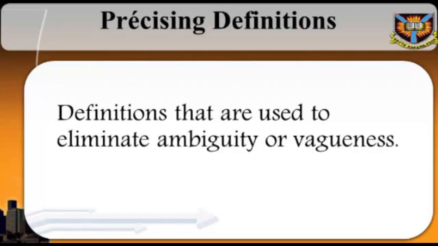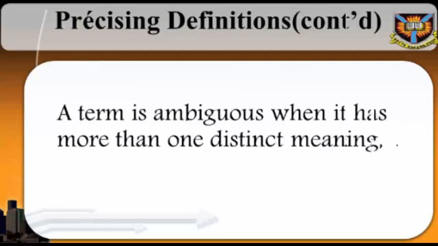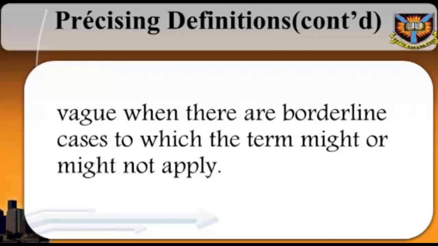Precising definitions. By precising definitions, we mean definitions that are used to eliminate ambiguity or vagueness. In most human conversations, there are some terms that are ambiguous or vague. What does it mean for a term to be ambiguous? A term is ambiguous when it has more than one distinct meaning. It is vague when there are borderline cases to which the term might or might not apply.